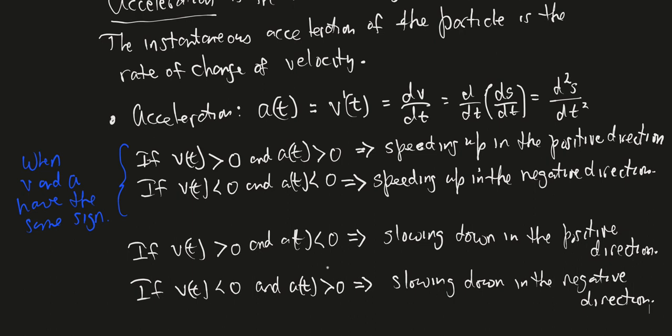All right. So basically, a nice little summary of this is that when v and a have opposite signs, when one's positive and the other one's negative, then the object will be slowing down. So this occurs when v and a, or velocity and acceleration, have opposite signs.